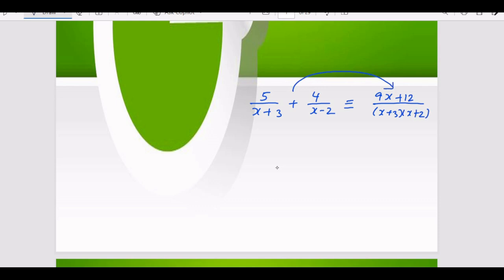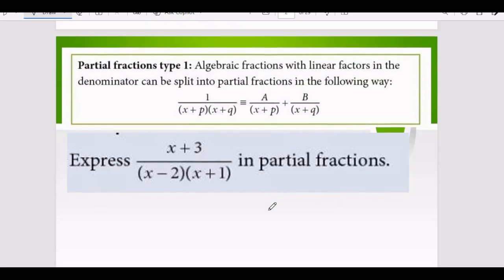Now partial fractions are the reverse process. You are given 9x plus 12 over the product and you are going to split it into separate fractions. Basically, partial fractions is a reverse process to decompose algebraic expressions. We have different rules for that, and we will discuss them one by one.